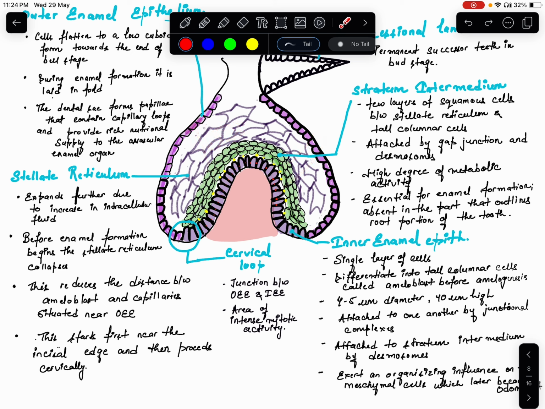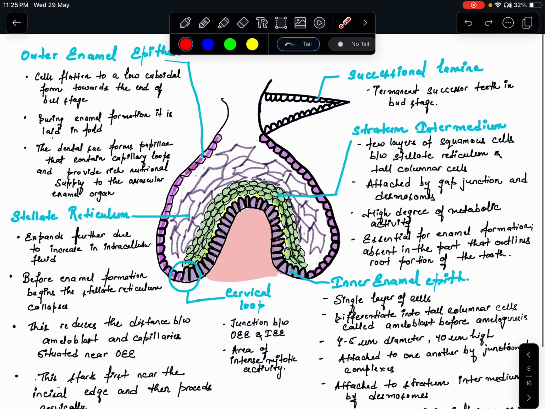So it expands further, collapses, and reduces the distance. Then the collapsing happens first near the incisal edge and will continue towards the cervical edge. Now going on, the outer enamel epithelium.